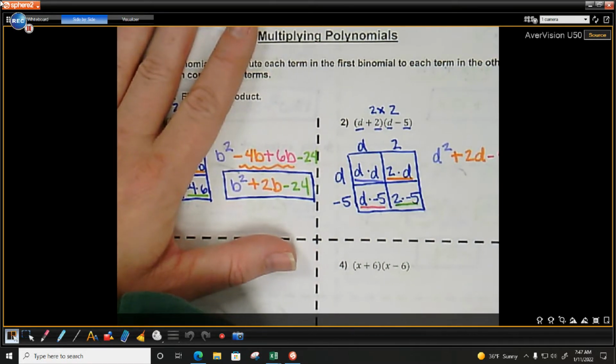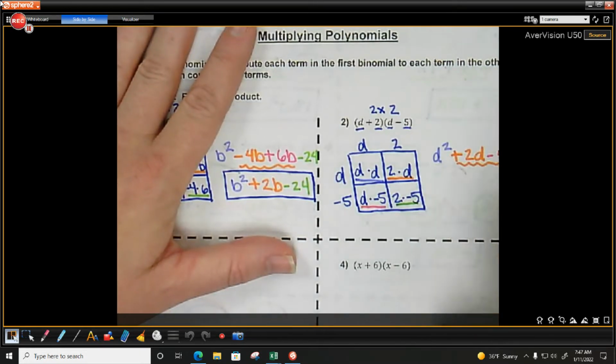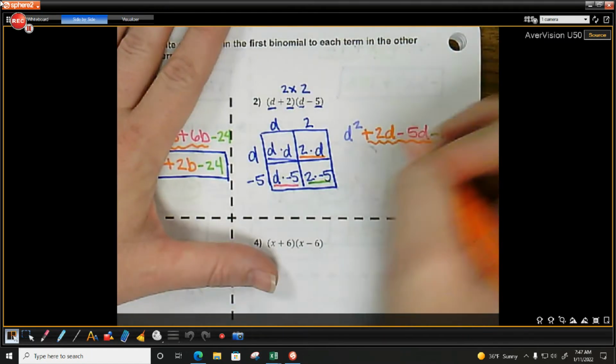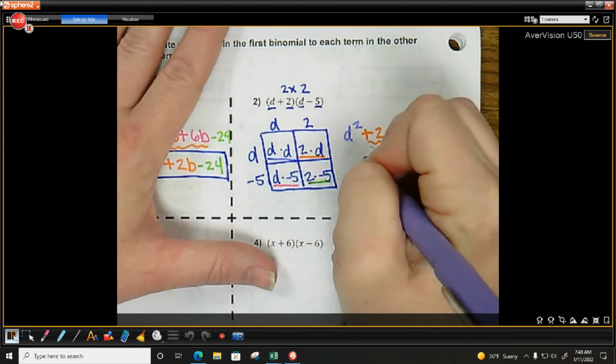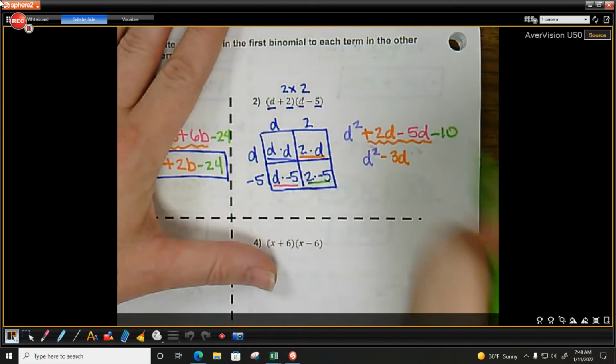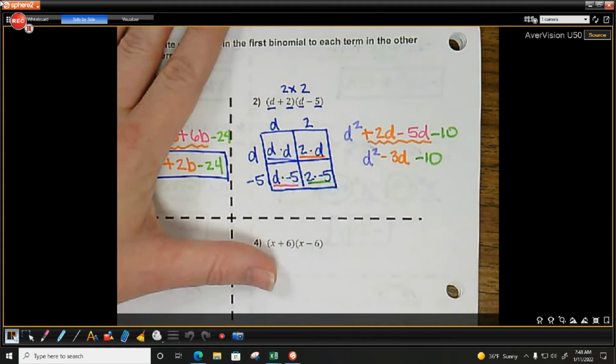Normally, guys, your middle terms will be like terms. Okay? I'm not going to say always, but a lot of the time. So what's 2d's minus 5d's? Thank you. Negative 3d. So drop down your d squared and drop down your minus 10. Do we have any like terms? Are we in the correct order? D squared, d, constant? Yep.